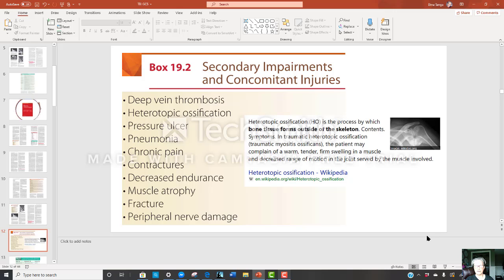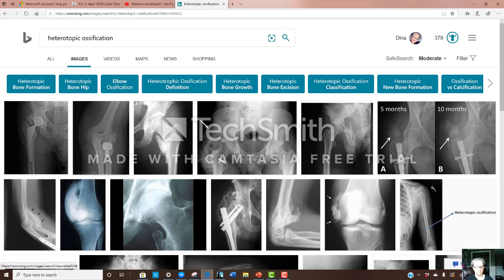So, according to Wikipedia, heterotopic ossification is a process by which bony tissue forms outside of the skeleton. In a traumatic heterotopic ossification, the patient may complain of warm, tender swelling in the muscle and decreased range of motion in the joint served by the muscle involved. So basically, it's when bony tissue forms outside of the skeleton. Let's look at a few pictures of that.